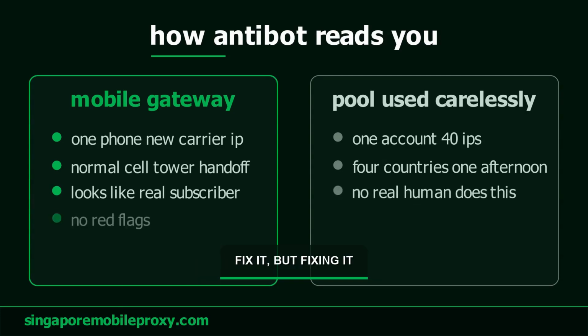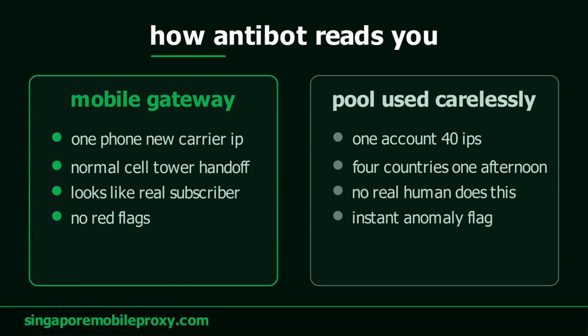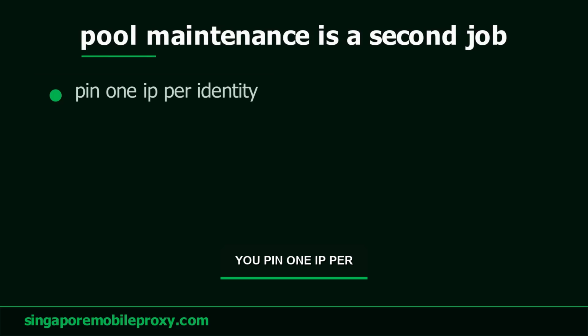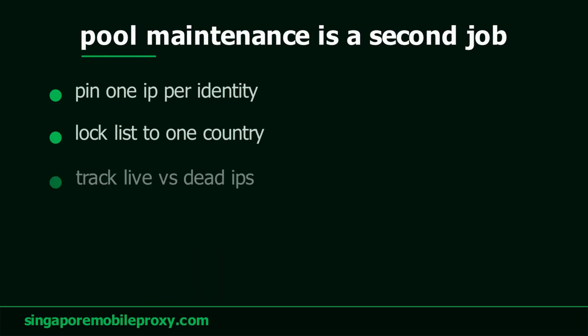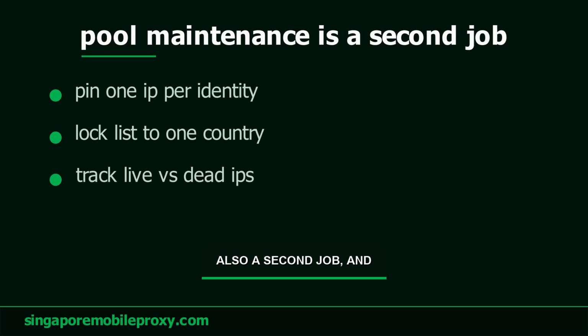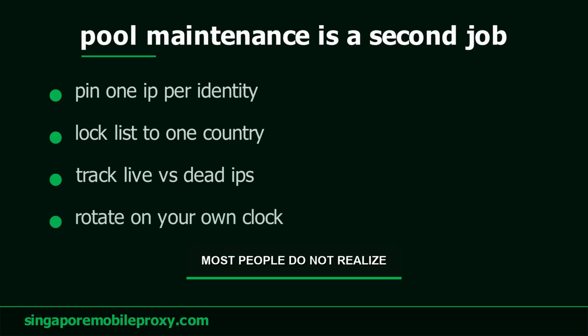You can fix it, but fixing it means rebuilding by hand what the mobile gateway gives you for free. You pin one IP per identity, you lock the list to one country, you track which IPs are alive, and you rotate on your own clock. It is doable. It is also a second job, and most people do not realize they signed up for it until the ban starts. So when does the pool actually win?